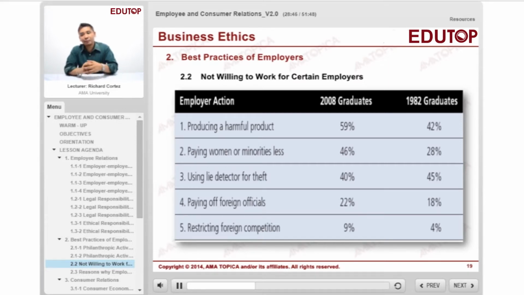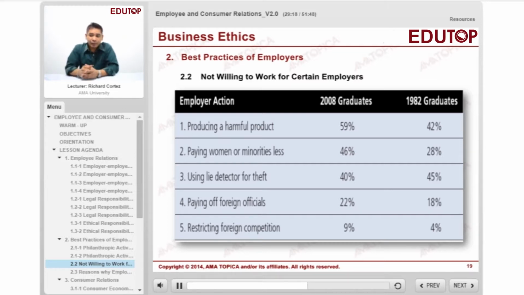Okay. And number two example, if the company is paying women or minorities less than their male counterparts, 46% of the graduates will not work for your company. And using lie detector for theft example, if the company will use a detector to test whether an employee is lying or not, 40% of the respondents don't want that kind of setup.